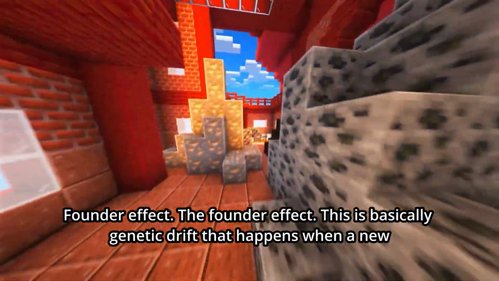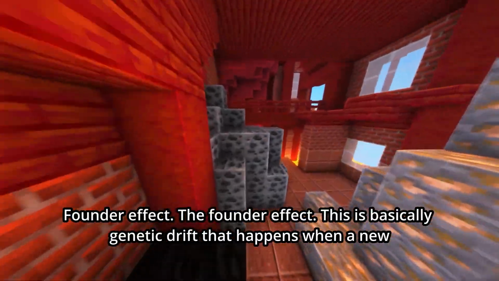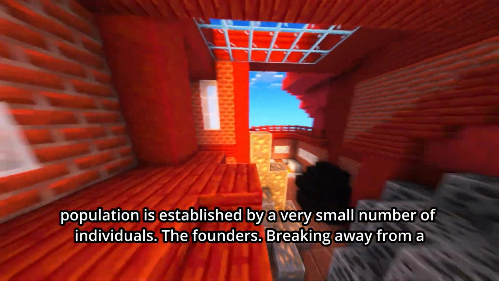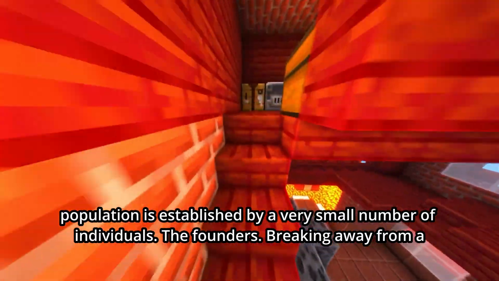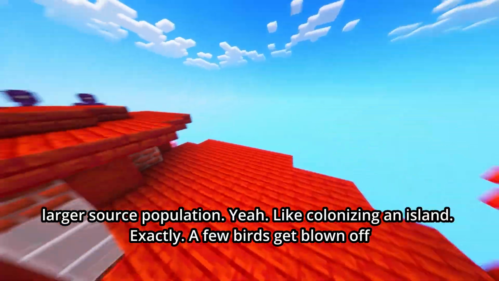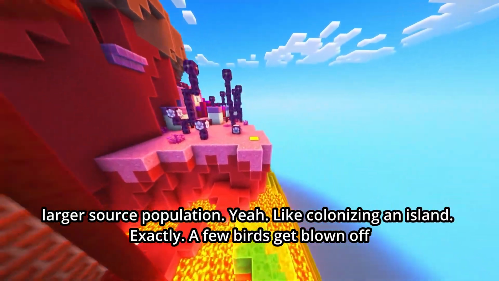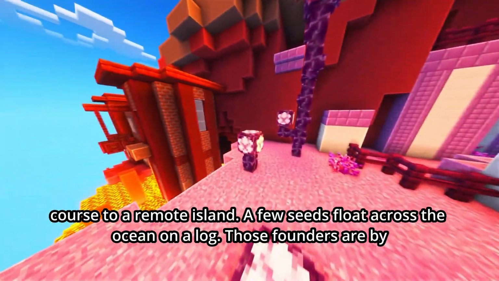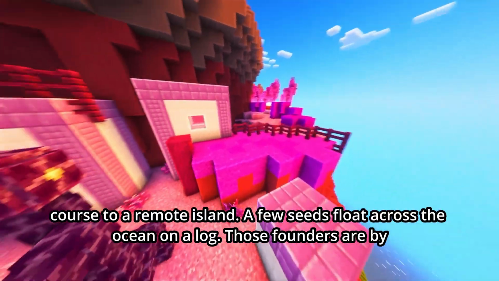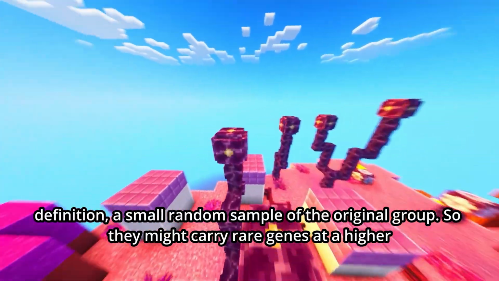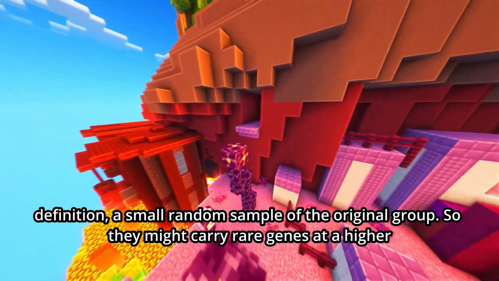The founder effect. This is basically genetic drift that happens when a new population is established by a very small number of individuals, the founders, breaking away from a larger source population. Yeah. Like colonizing an island. Exactly. A few birds get blown off course to a remote island. A few seeds float across the ocean on a log. Those founders are, by definition, a small, random sample of the original group.